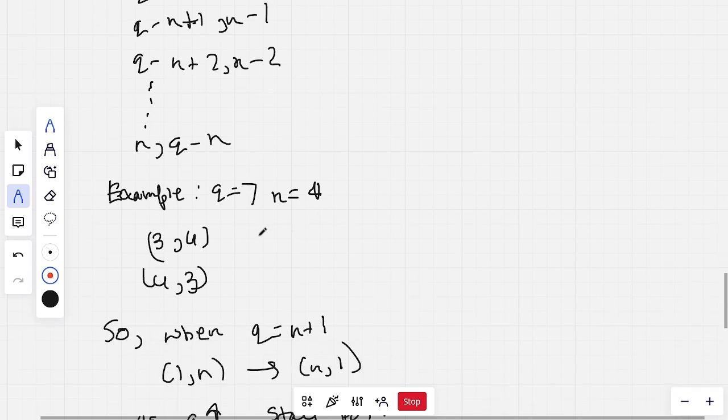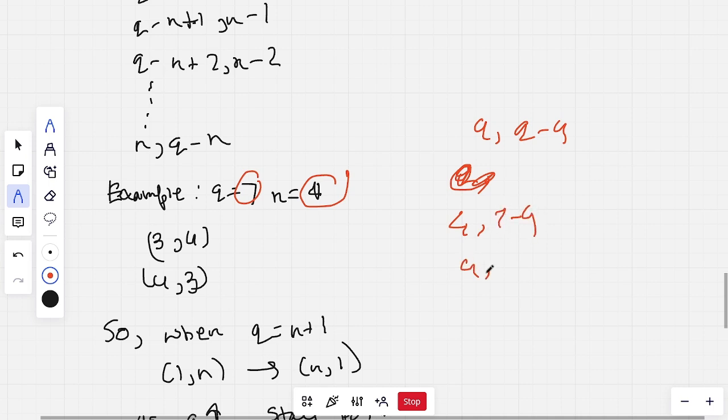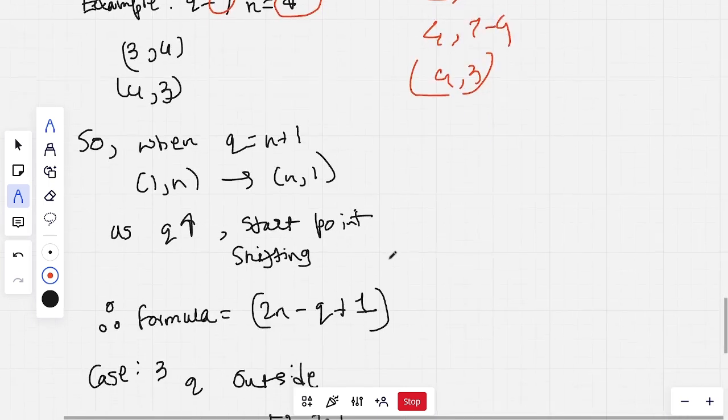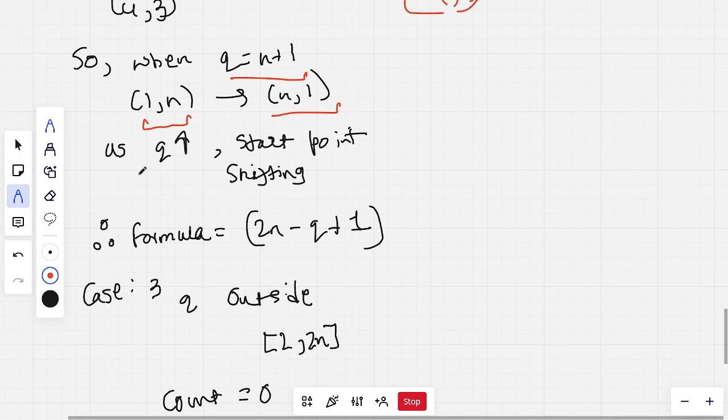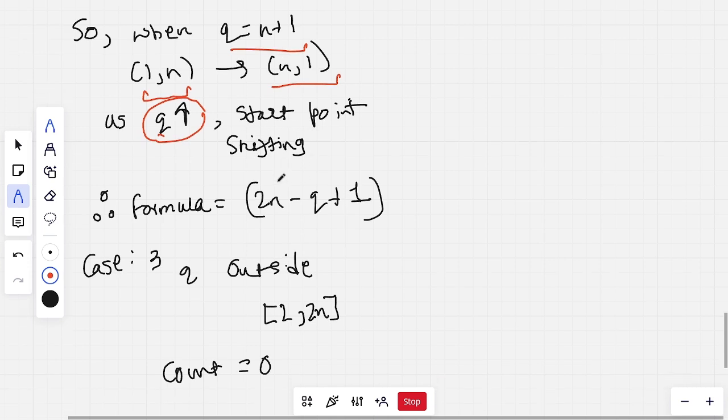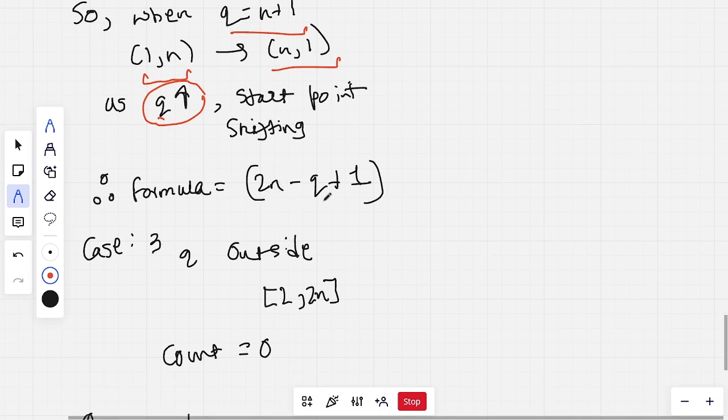Okay, so say for example, I have an example q equals to 7 and n equals to 4. So what is the formula I'm getting? The formula will be 4 comma q minus 4. So 4 comma q, which is 7 minus 4, 4 comma 3. So this is the formula I'm getting. Okay, so we can see whenever q equals n plus 1, the starting point is 1 comma n to n comma 1. So as the q value increases, the starting point also starts shifting. So we can derive this formula 2n minus q plus 1 for this particular case.